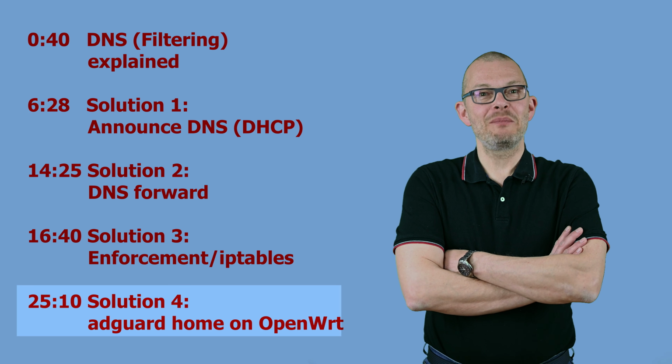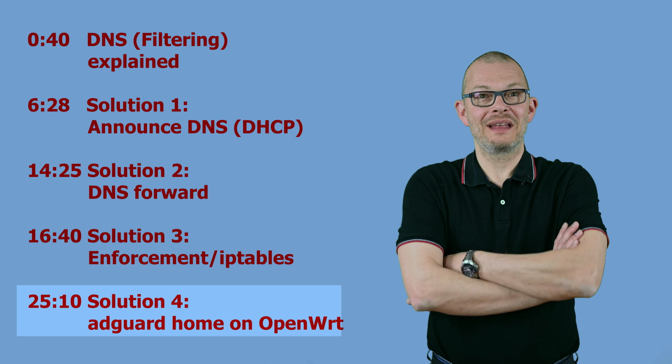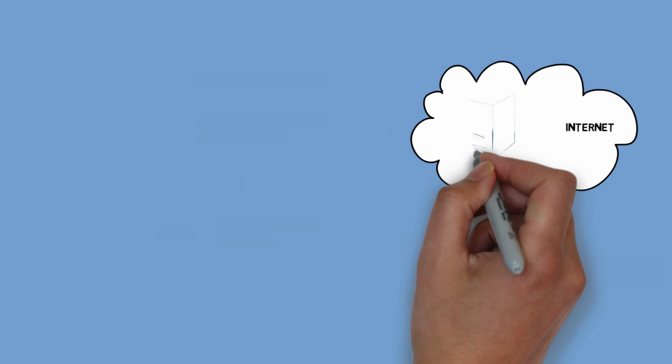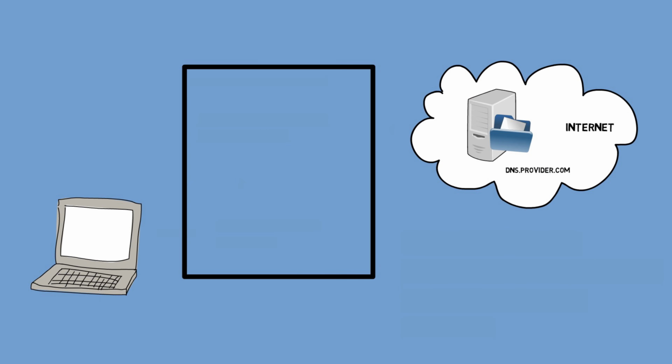Last but not least, let me show you a fourth option. That's actually the one which I'm using at home. My kids are both of legal age, so I don't need parental control here. Furthermore, I have a very powerful router here that has a lot of RAM and disk. So I can actually run AdGuard Home directly on the router itself.